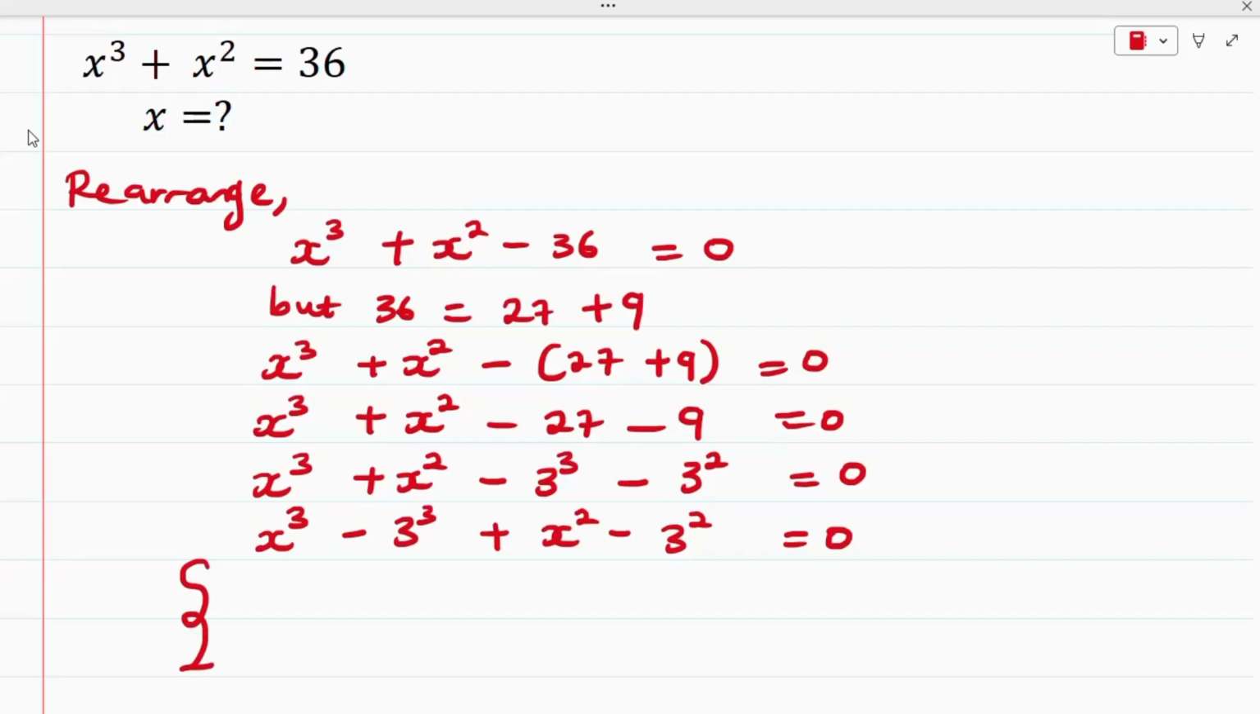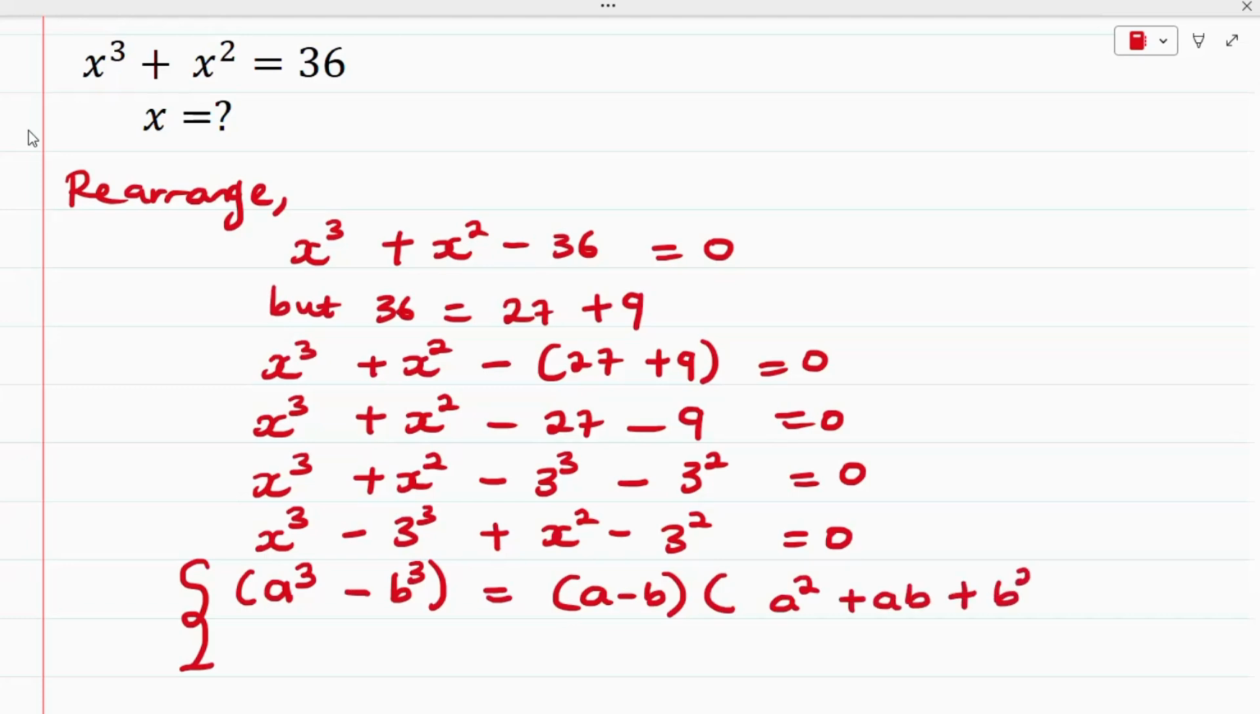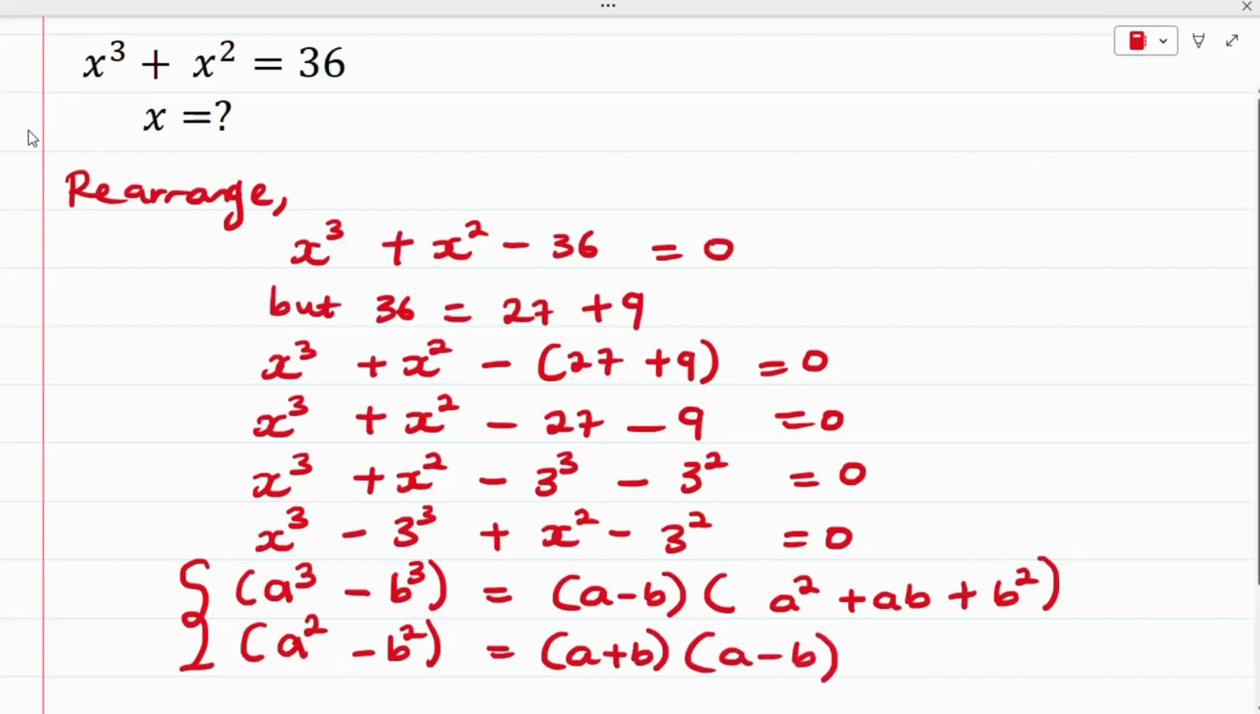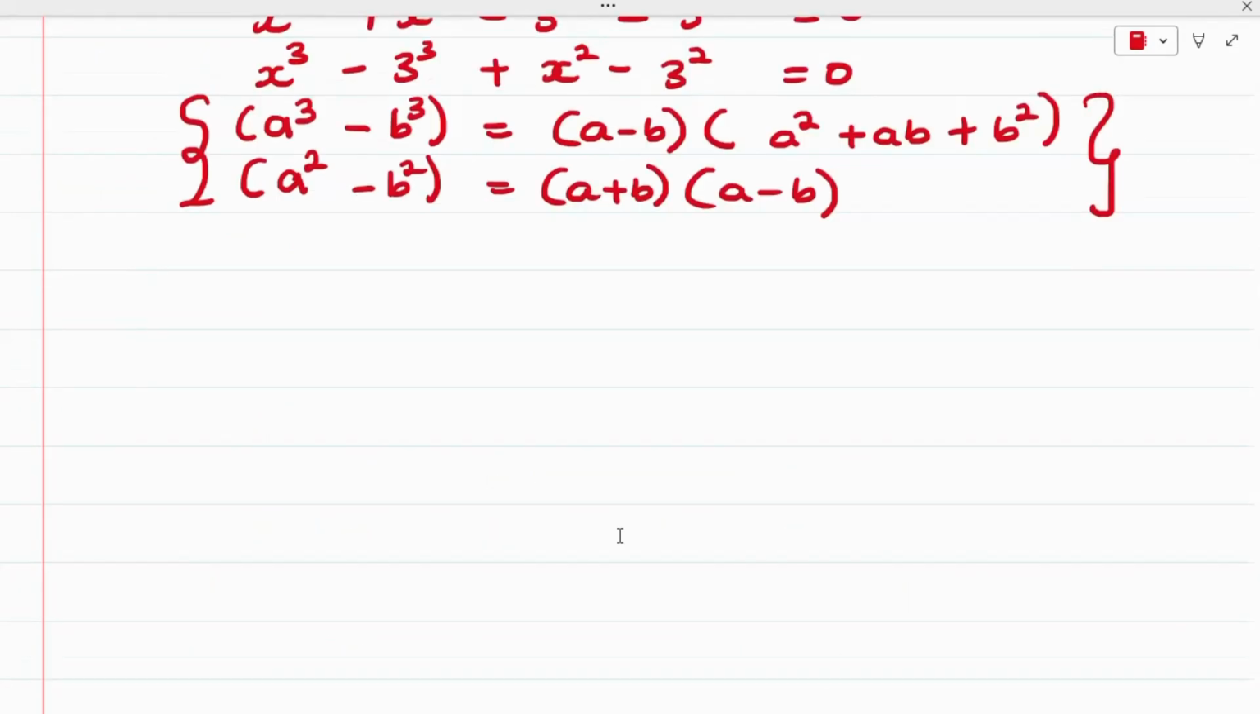So we want to simply apply these properties. We want to apply the difference of cubes formula that says if we have a raised to the power of 3 minus b raised to the power of 3, this is equal to (a minus b) multiply (a squared plus ab plus b squared). I want to also apply the difference of squares formula that says a raised to the power of 2 minus b raised to the power of 2 is equal to (a plus b) multiply (a minus b). So applying these properties right here, we have that a is equal to x and b is equal to 3.